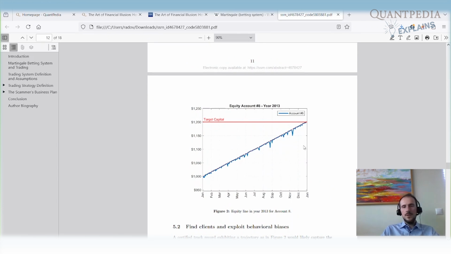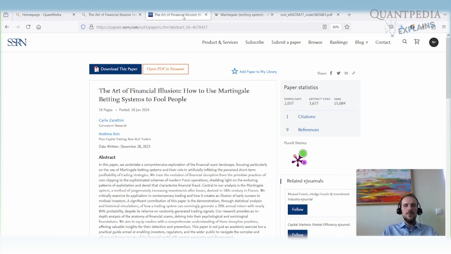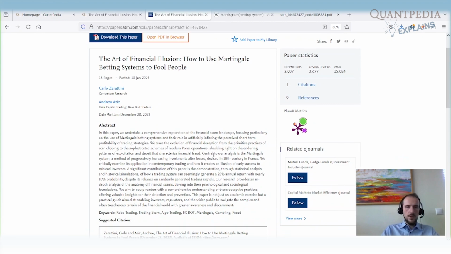Basically, that's how a lot of forex robots and cryptocurrency robots work. That's their business model. It's good to be aware of that, and it's good to not pay for something like that. If you would like to know more about it, if you would like to dive deep into the mathematics and how it works, I really recommend this paper.